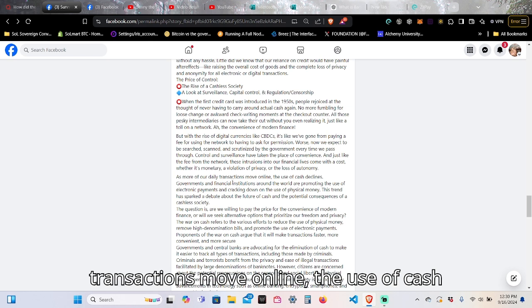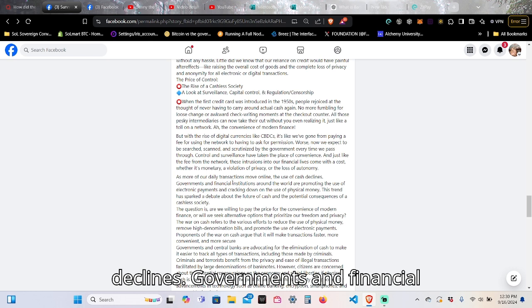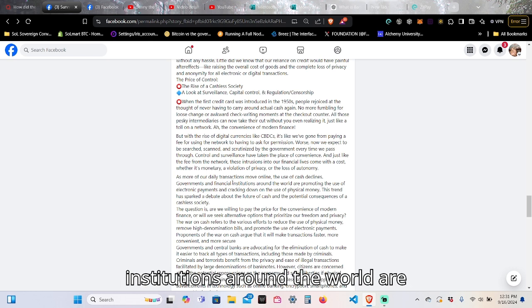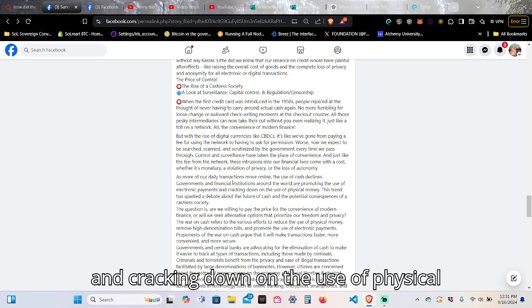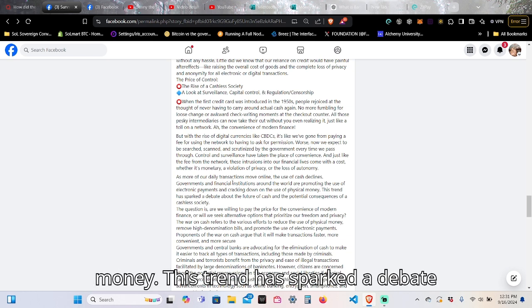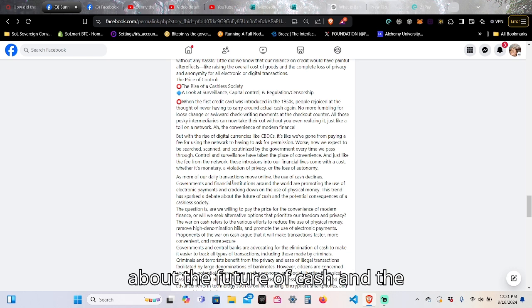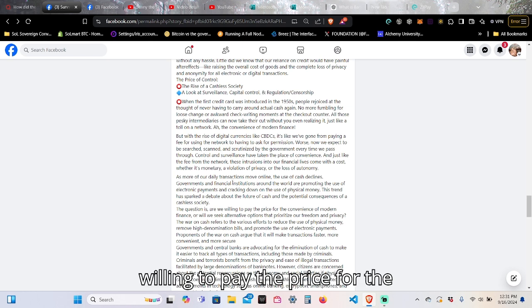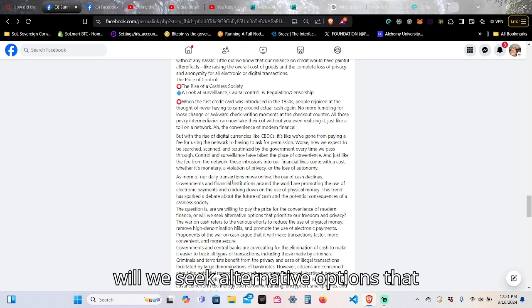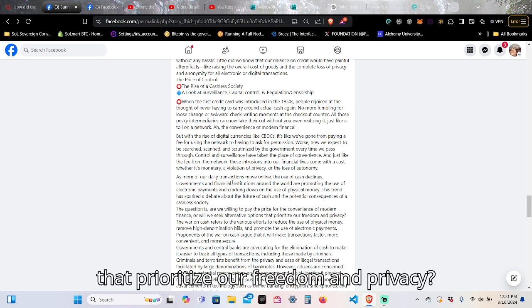As more of our daily transactions move online, the use of cash declines. Governments and financial institutions around the world are promoting the use of electronic payments and cracking down on the use of physical money. This trend has sparked a debate about the future of cash and the potential consequences of a cashless society. The question is, are we willing to pay the price for the convenience of modern finance? Or will we seek alternative options that prioritize our freedom and privacy?